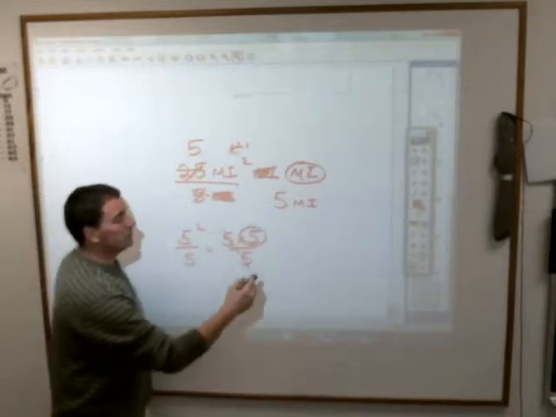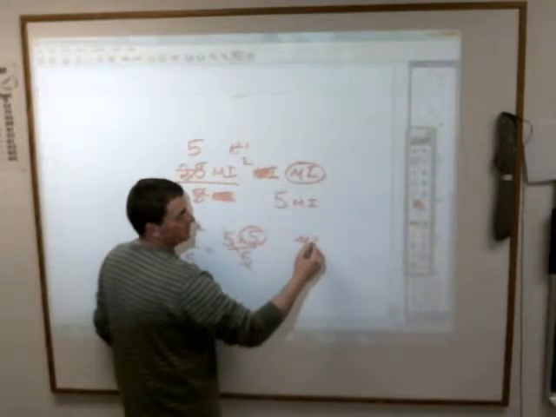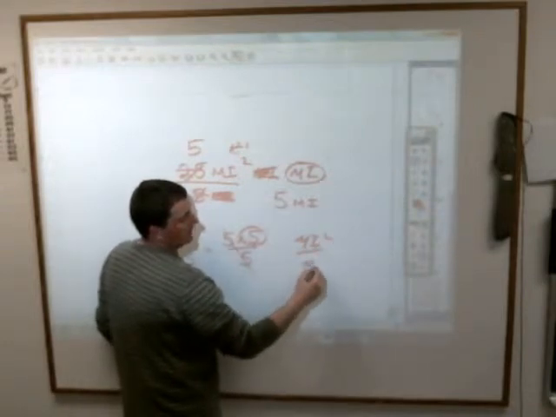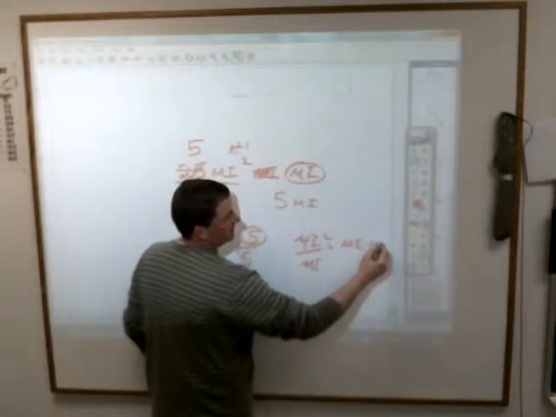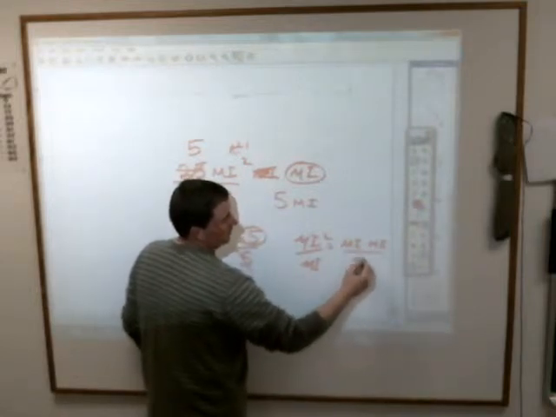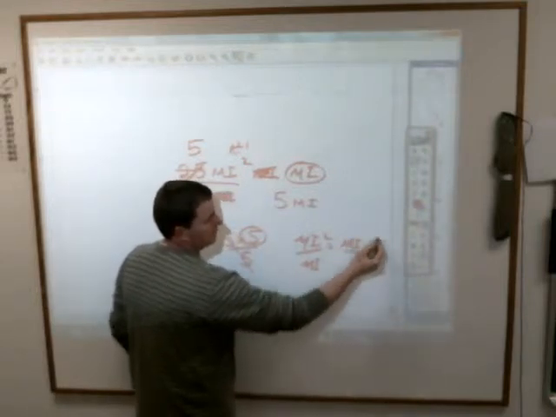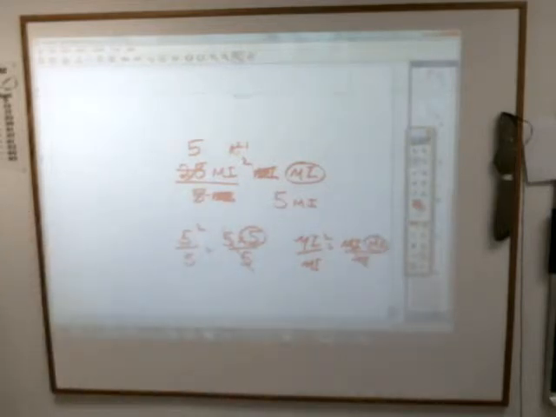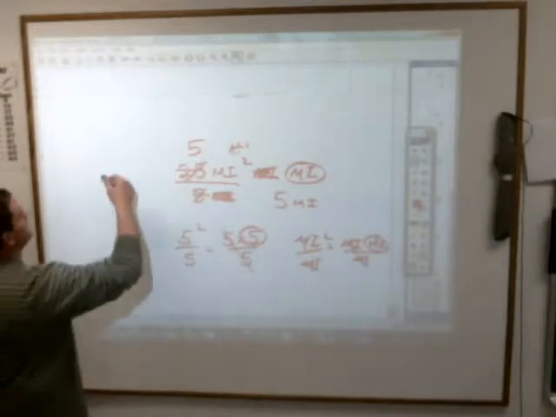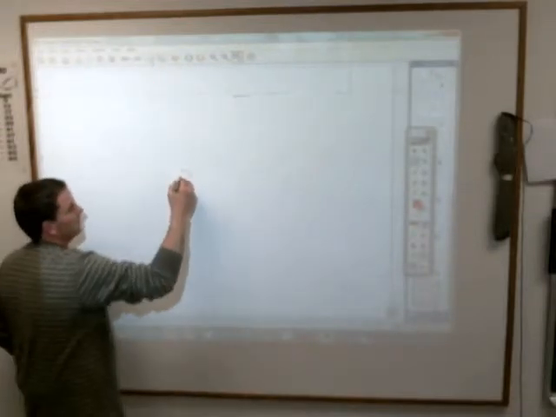The same thing is true for labels. If you see miles squared over miles, that means you have 2 miles times themselves on top, and one of them will cross off with the 1 mile on the bottom to leave you with that mile. So the thing they're trying to get at is: don't just think about the numbers, think about the labels.